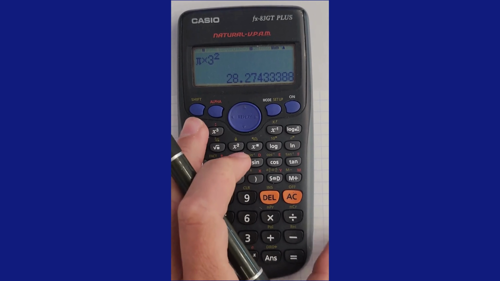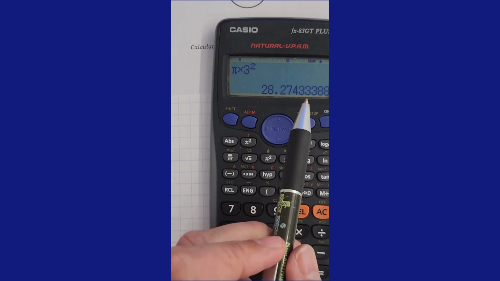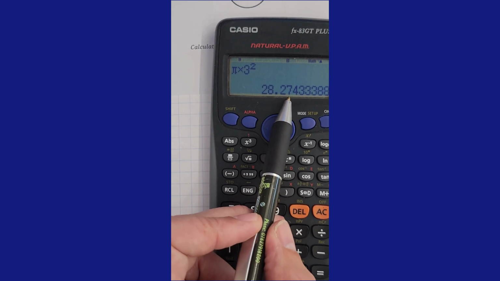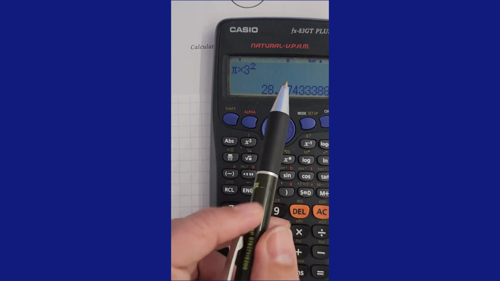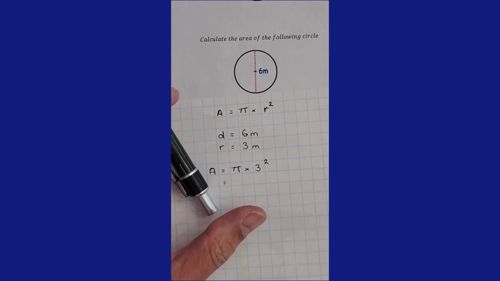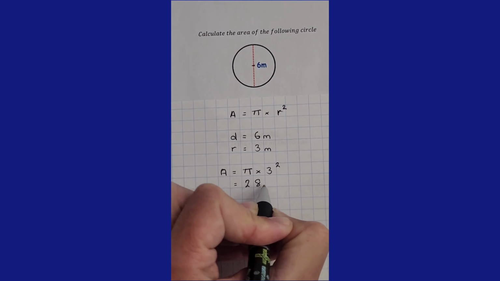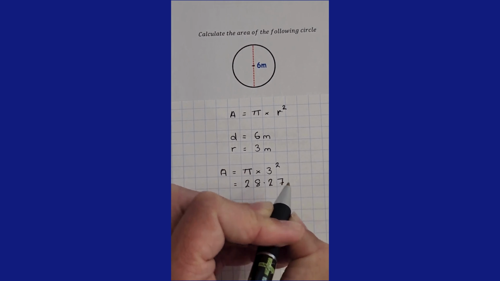I'm going to think about this question. I'm going to go to 2 decimal places. So I can see that 7 is the second decimal place. The 4 won't change the 7. So that's going to stay as 28.27.